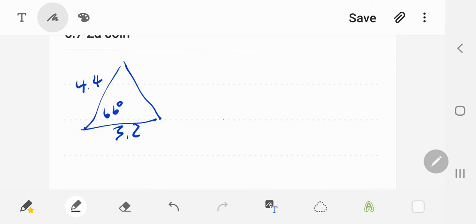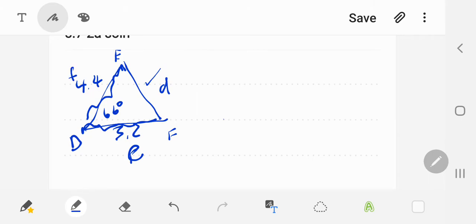Now, you know that for the cosine law, we have to have a side, an angle, and a side, and then we're looking for the opposite side here. So that's this part here. Now, our triangle is labeled E, D, and F. So triangle DEF, and we are actually looking for side D. So 3.2 is side E, little e, and 4.4 is little f.